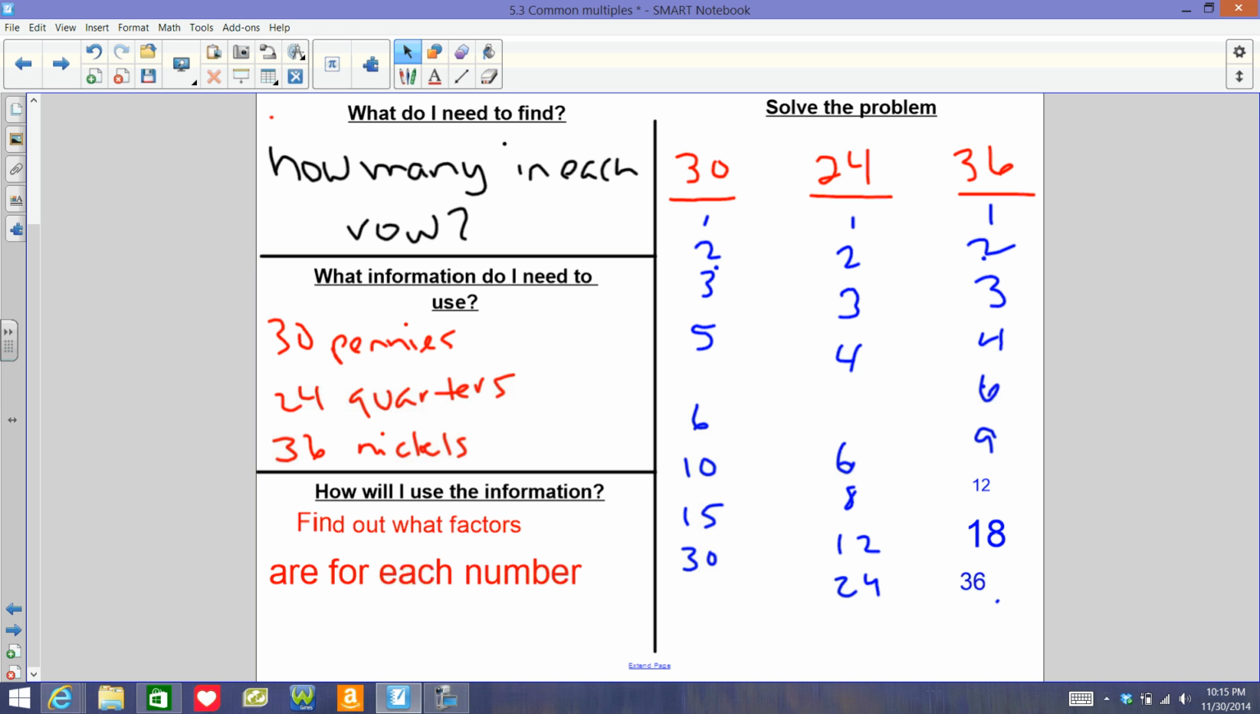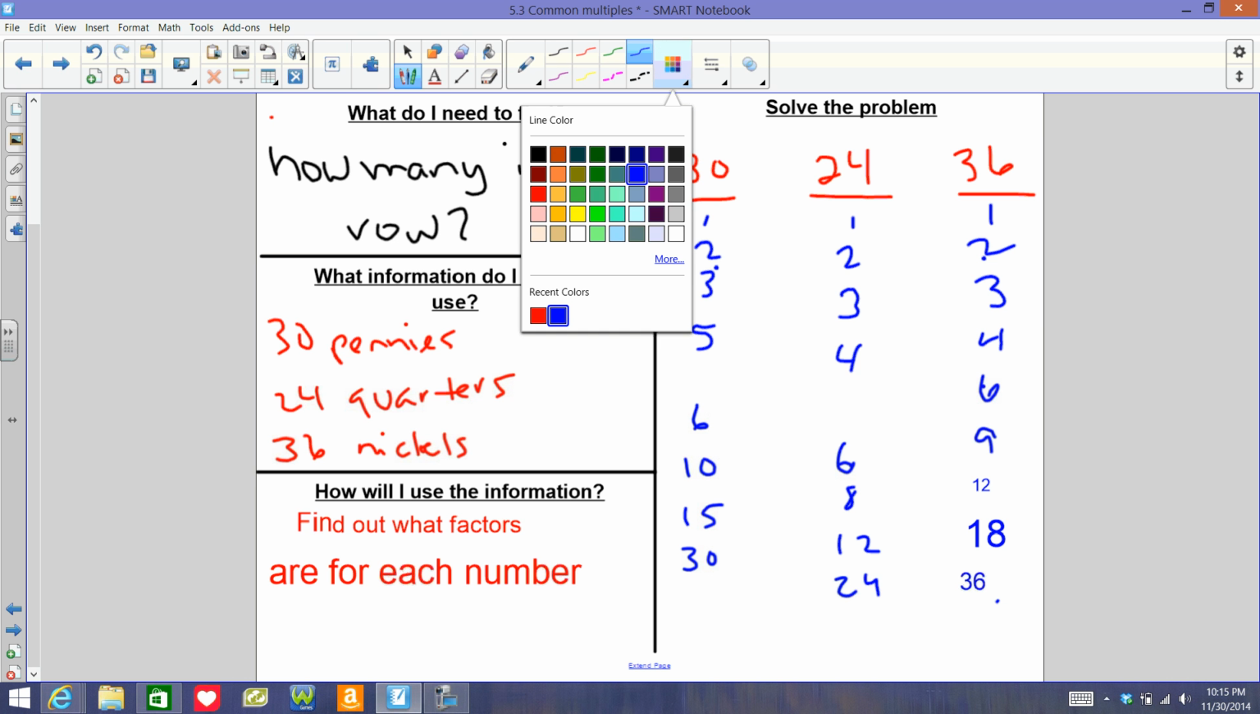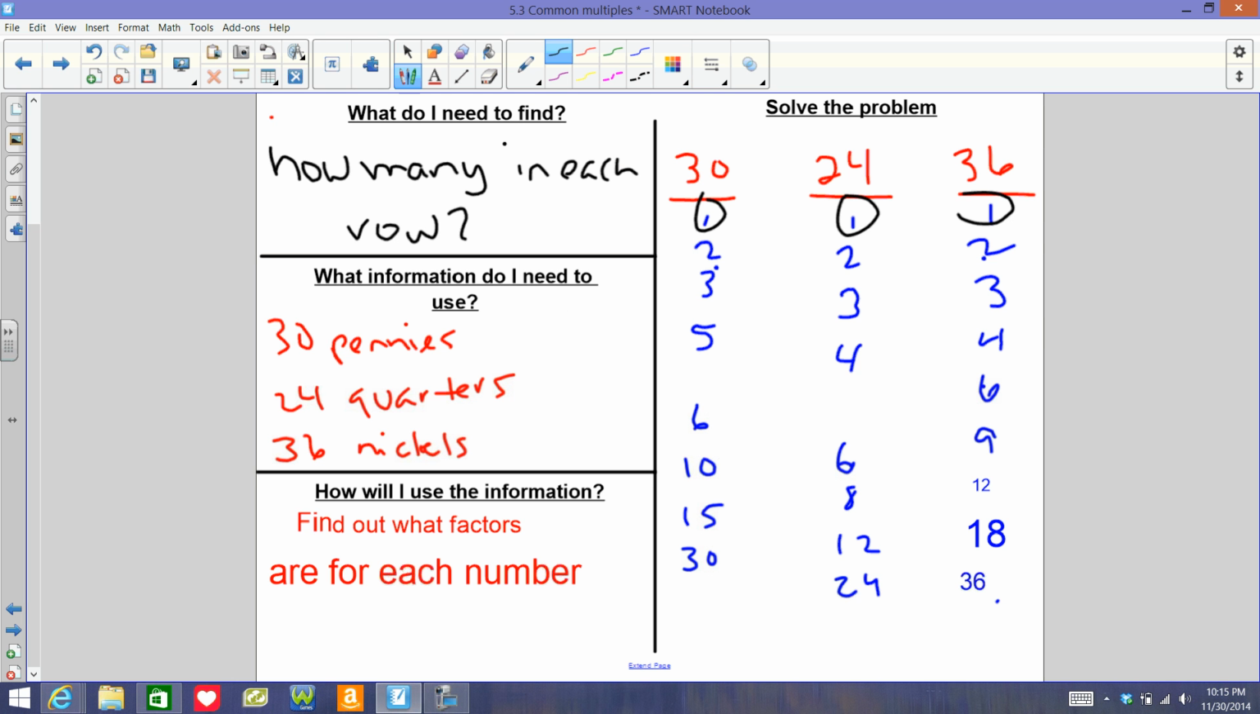Maybe you can see all the rest of them. All right, so what I'm going to do now is circle the ones that are the same. So let's see, we've got 1s are the same, 2s, 3s, nope, no 4s, no 5s, 6s though, 7s, 8s, 9s, 10s, 12, 15. Okay, I think that's all of the ones that we have.